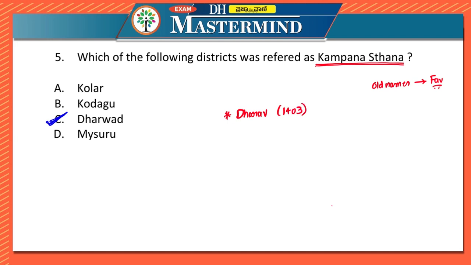And some inscription says that Dharwad was referred to as Kampana Sthana. There are different inscriptions found in the temples and in the schools, etc., which give different types of names as well. So in this case, the answer is Dharwad. Dharwad is one of the most important districts while we are studying even the history of Karnataka.